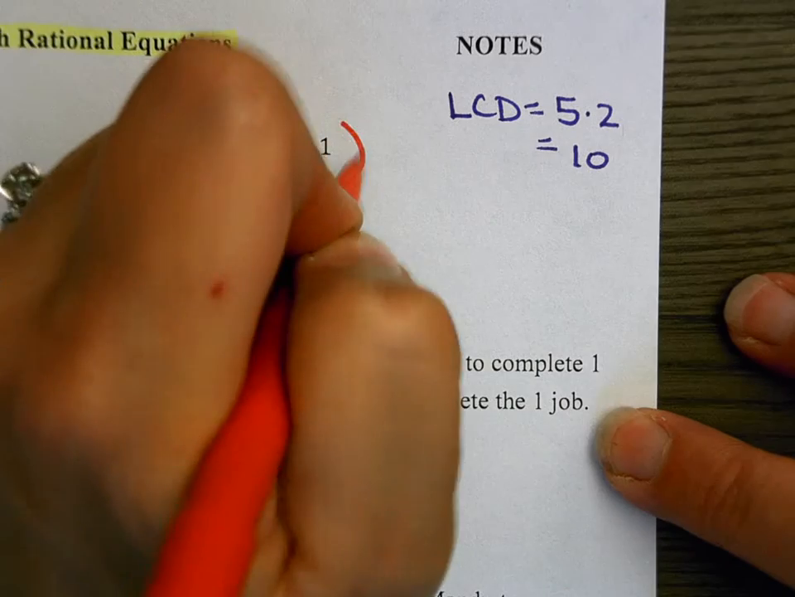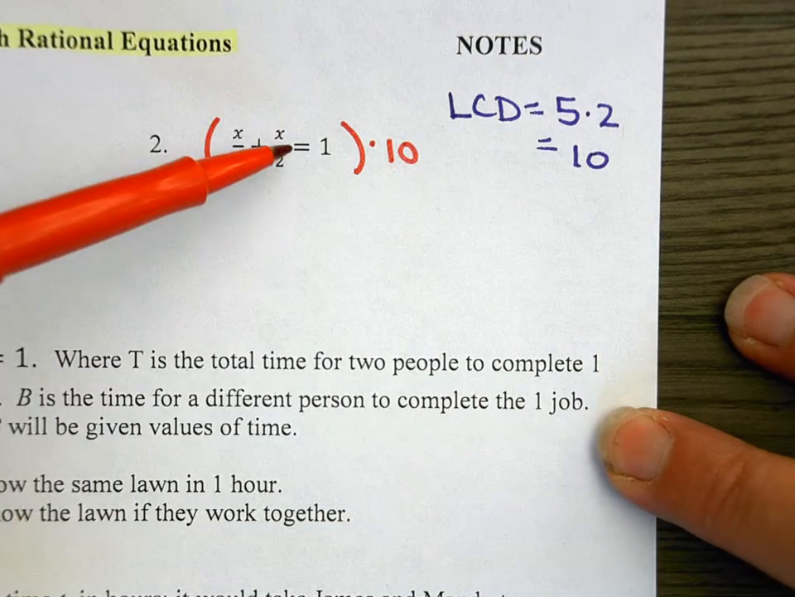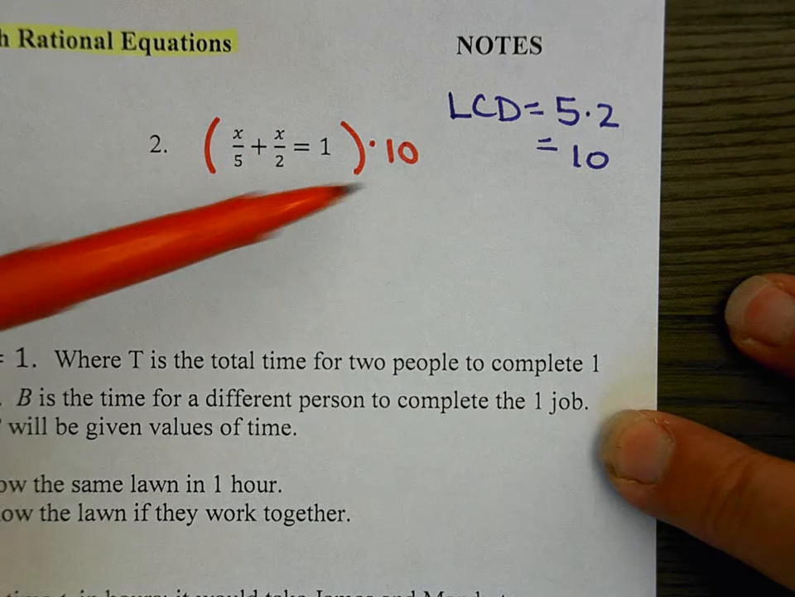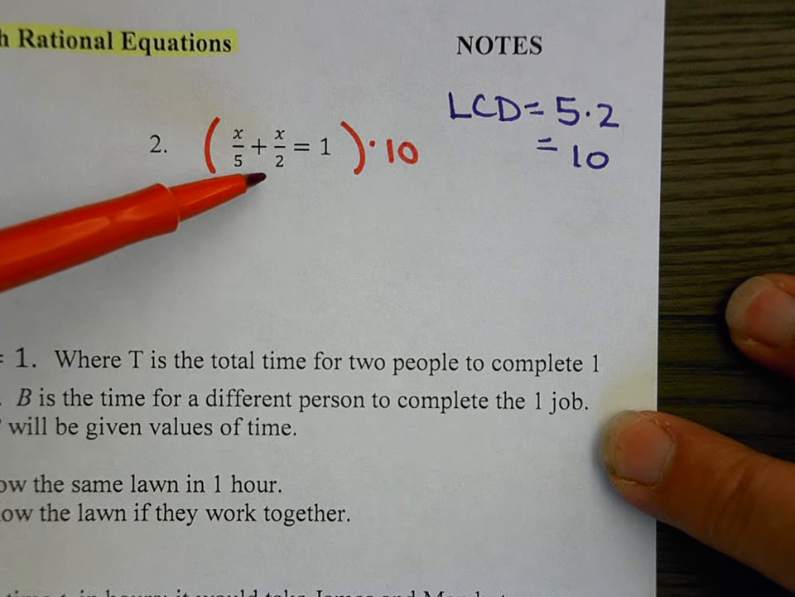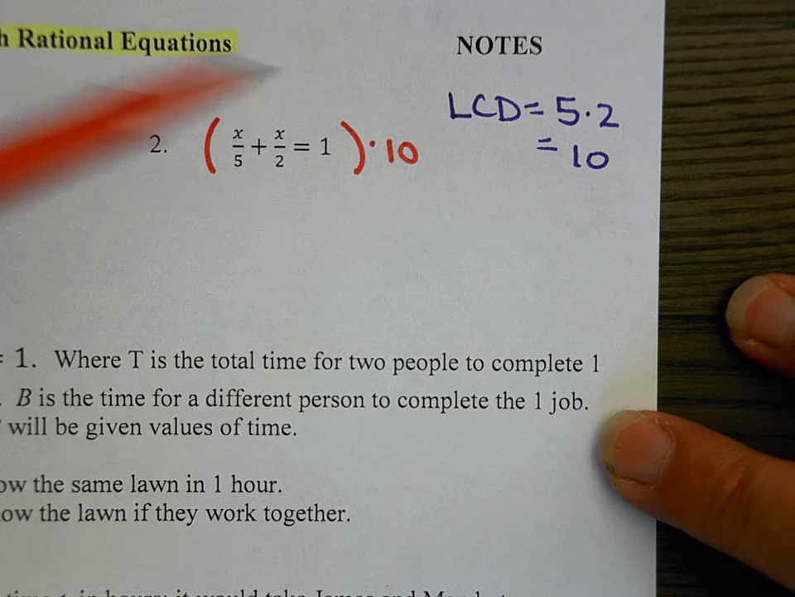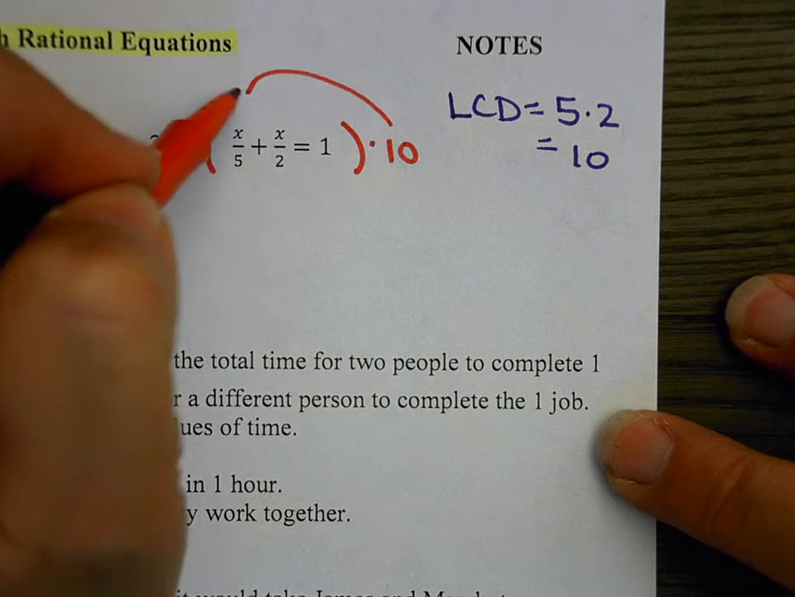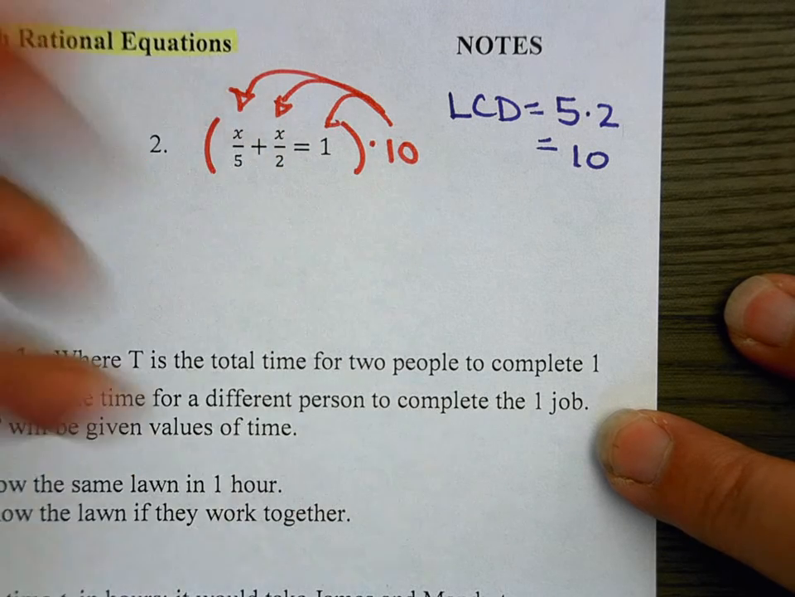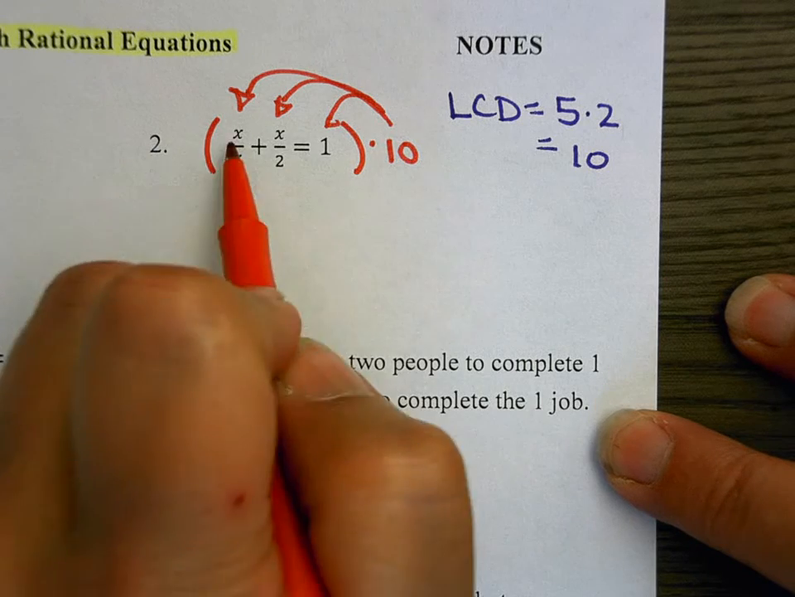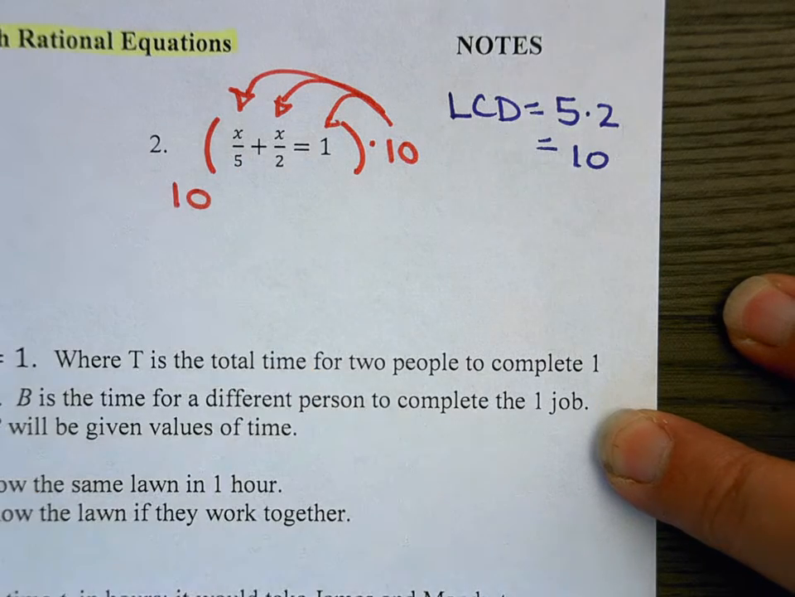And again, I'm allowed to do that because I have that equals. If that equals was not there, I cannot just multiply by 10, because I'm multiplying the left side of the equation by 10 and the right side of the equation by 10. And then I want to distribute that 10 to the numerators, because that's like having it over 1. So when I do that, that x will turn into 10x.